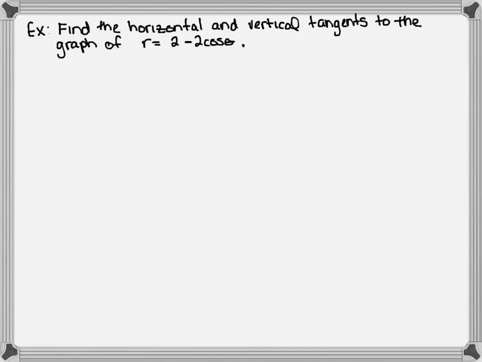The way you find vertical and horizontal tangents is very similar to the way we did parametric. We know that the slope for a polar graph is dy d theta over dx d theta. A horizontal line has a slope of 0, so in order for this to be 0, the numerator, or the top, has to equal 0.